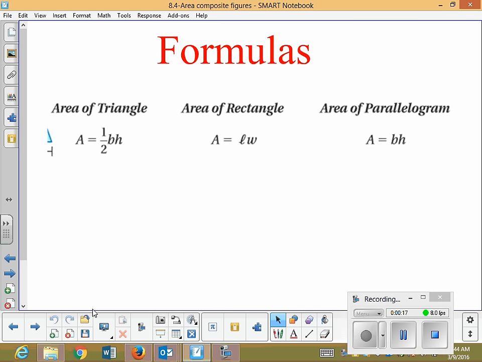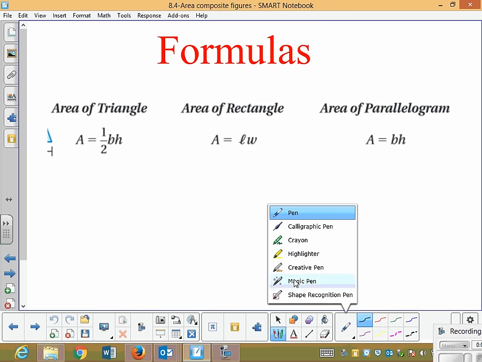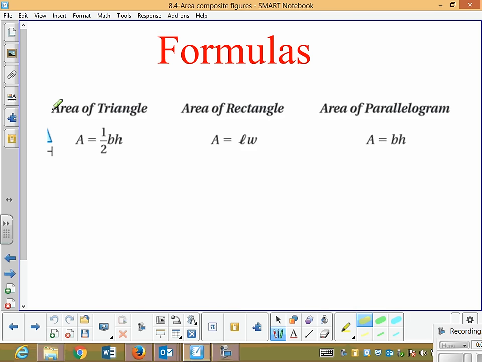I'm going to have you go ahead and jot down these formulas. These are very important formulas to know for today's lesson. The first one is the area of a triangle, the second one is the area of a rectangle, and the third one, area of a parallelogram. So make sure you copy down all three formulas, okay?